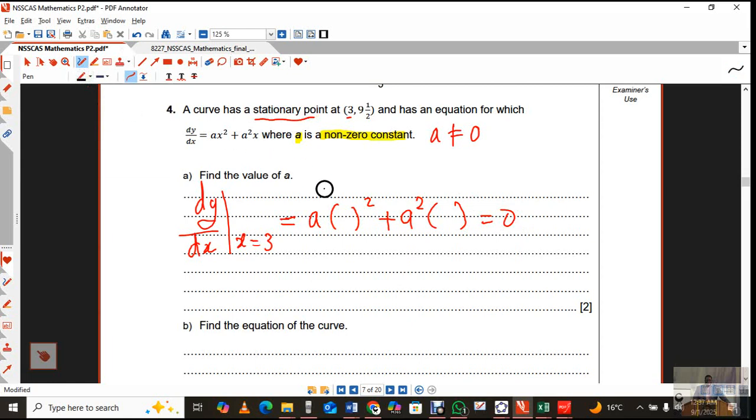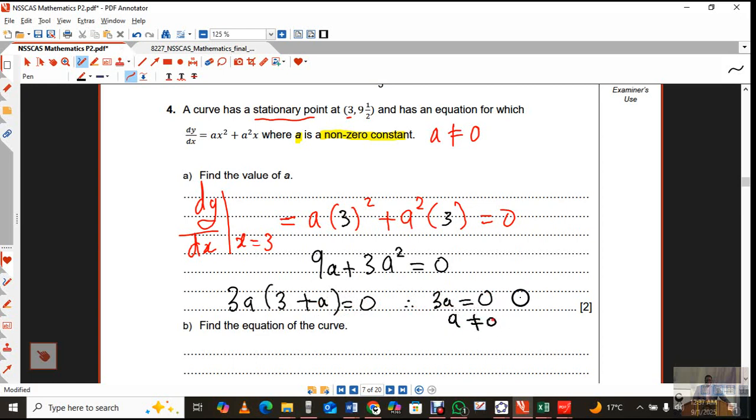So let's just go ahead and substitute our point 3 in here. So that's 9a plus a squared times 3. Maybe I can put the 3 in front. That is just going to be plus 3a squared is equal to 0. Now this factorizes. Taking 3a outside, I will have 3 plus a is equal to 0. Then I have 3a is equal to 0, and a cannot equal 0.